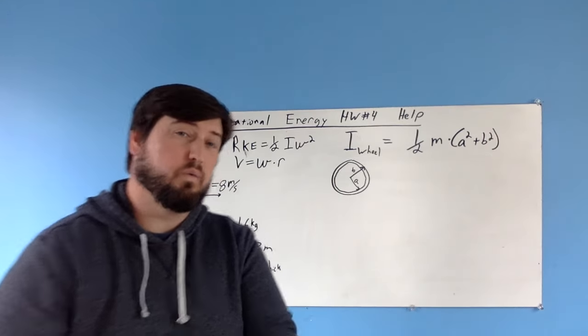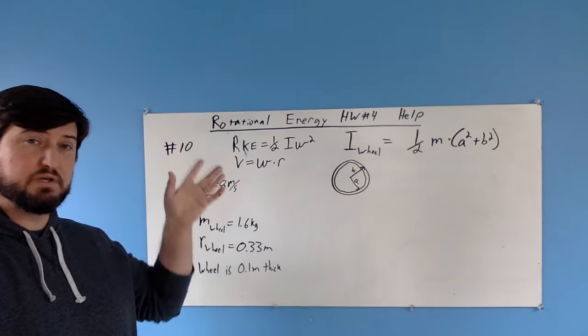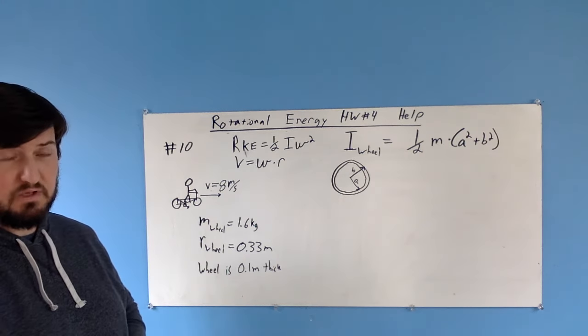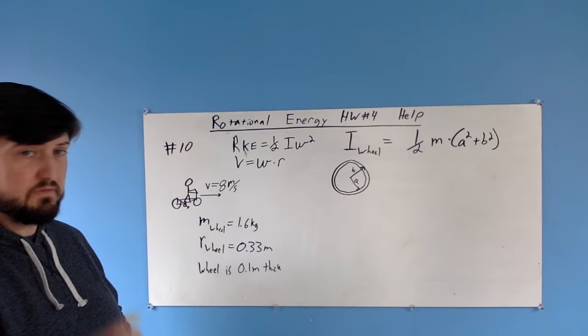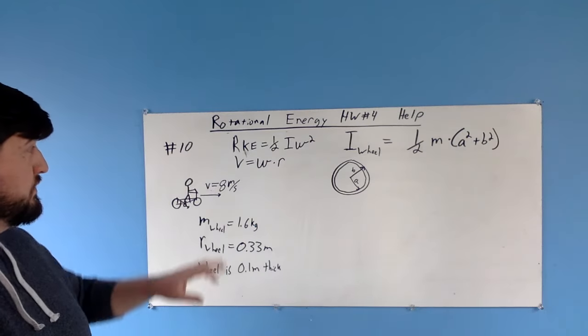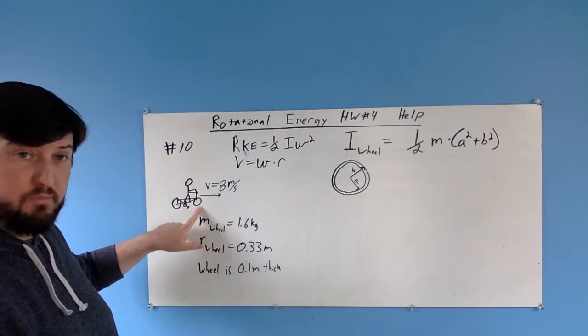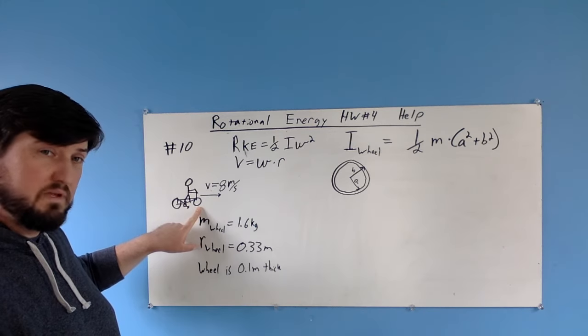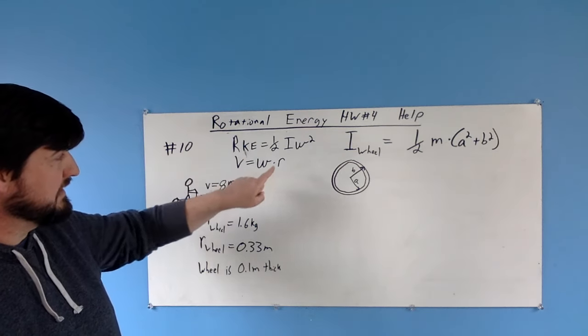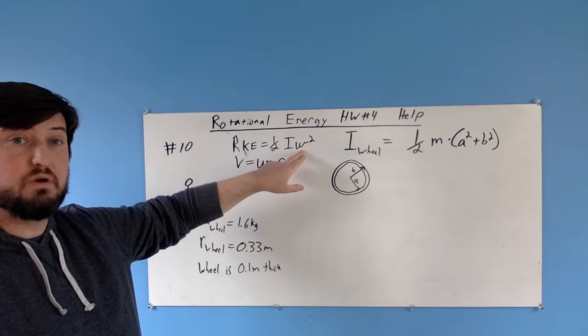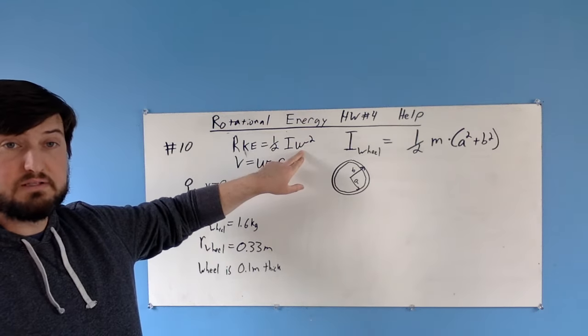Okay, so we're going to work out number 10 from our rotational energy homework problem set. And there's a lot going on there. Basically, there's three different steps to solving this problem. You ultimately want to find your rotational kinetic energy value for the front wheel of a bike. Okay, but before we can go there, to find rotational kinetic energy, we need to have the moment of inertia for the bike wheel, and we need to also know the angular velocity of that wheel.